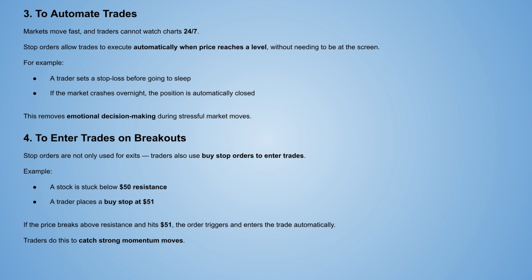Stop orders automate trades, executing automatically when a price level is reached, even when you're away. This removes emotional decision-making. They are also used to enter trades on breakouts, such as placing a buy stop at $51 above $50 resistance to catch strong momentum moves.